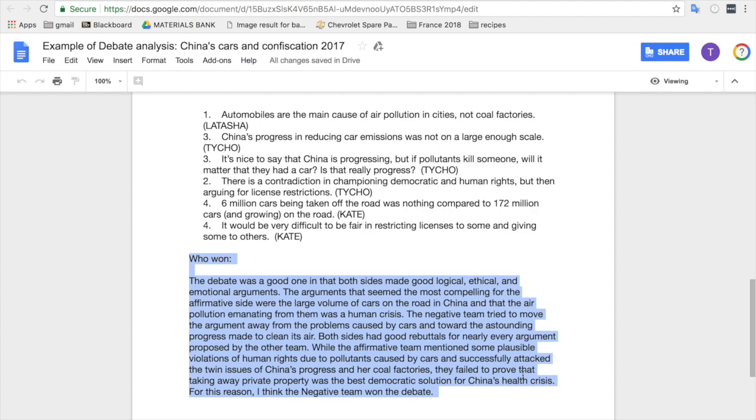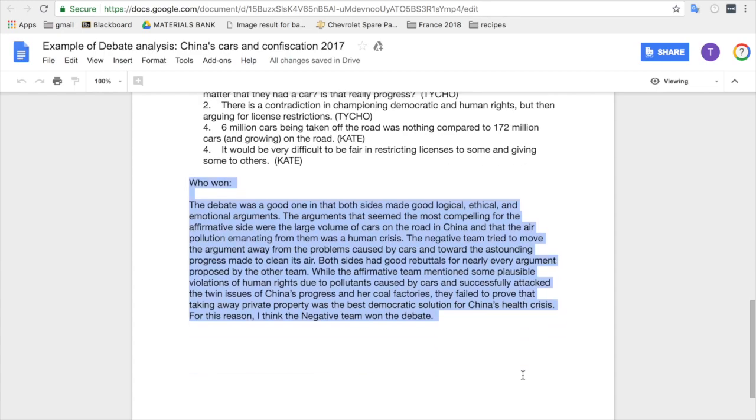So here we're looking for you to give a brief outline of the main arguments from each side. Were they good arguments? Were they not so good arguments? Why were they good? Why were they not so good? You can talk about whether they were logical, ethical, or emotional. And then finally, right at the end, and this is quite important, you need to say who won the debate. So say who won it and why you think that they won that debate.